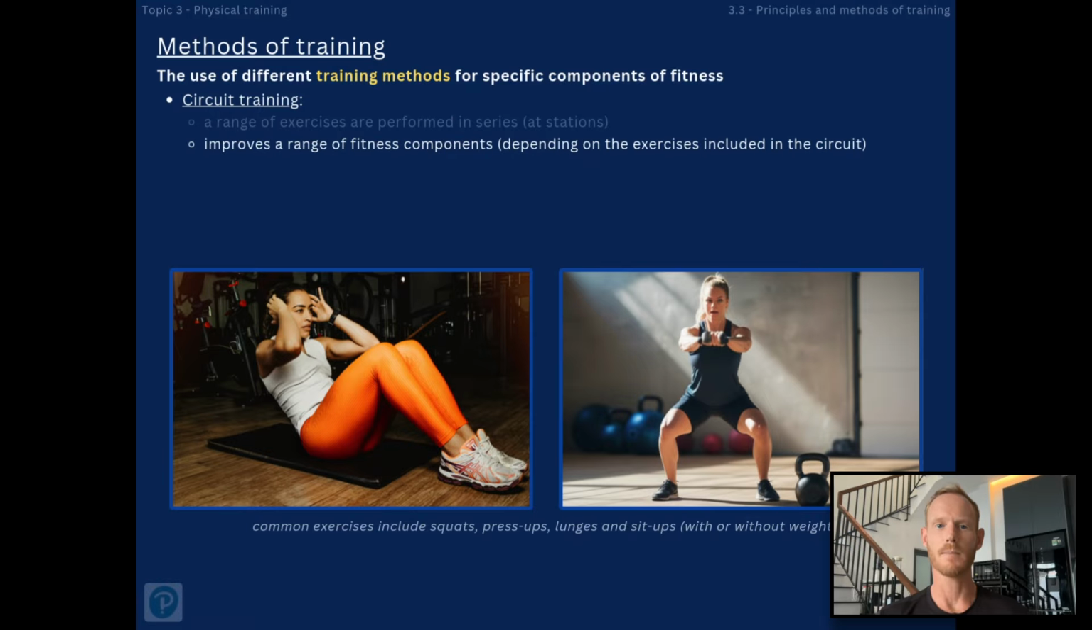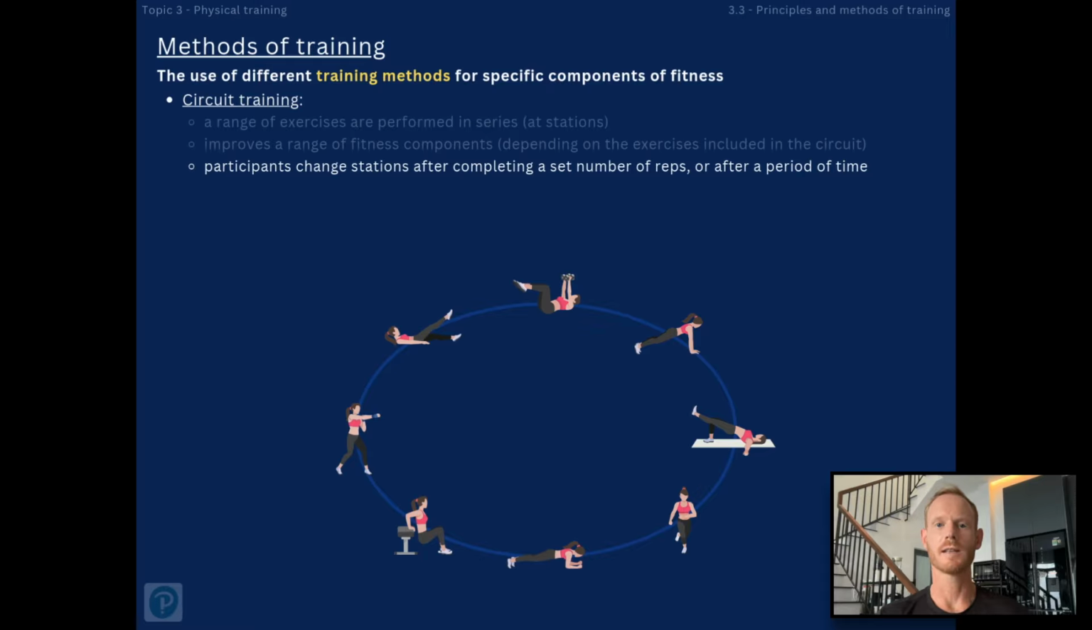A typical circuit training session may include 6 to 10 stations, and participants stay on a given station either for a set period of time or until they complete a predetermined number of repetitions. Once done, participants transition to the next station and repeat the process until the circuit is complete. The entire circuit might be repeated 2 or 3 times in a session, with a short rest between each.